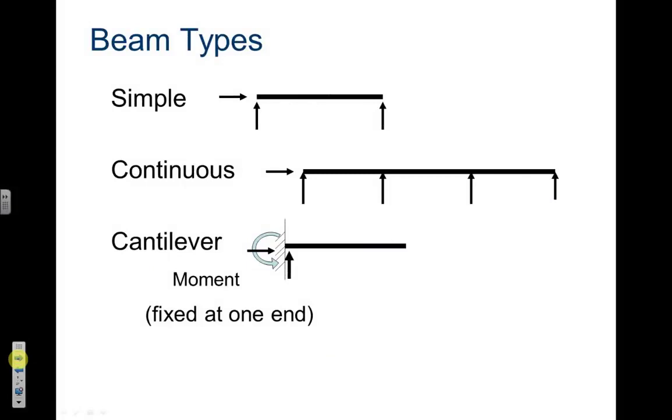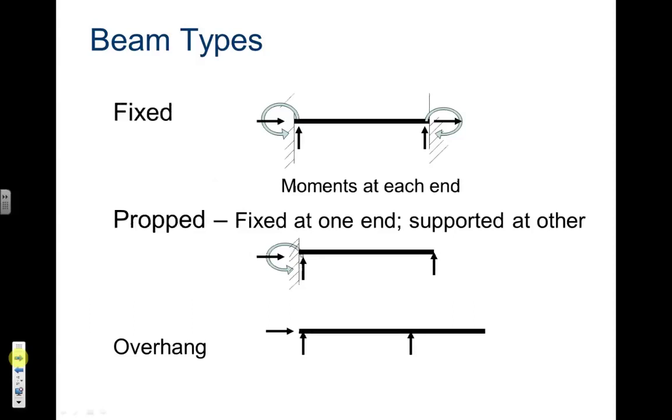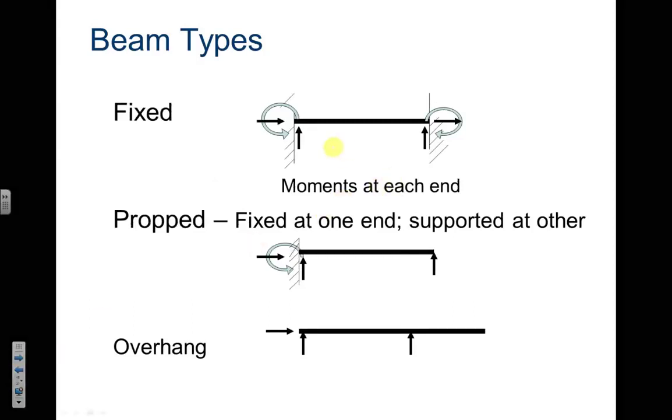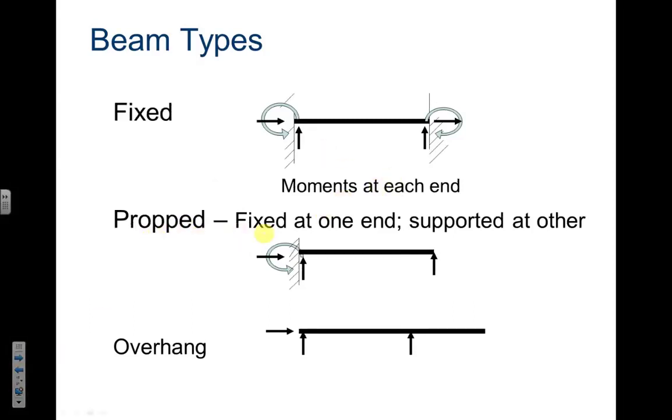Some simple beam types. Simple, continuous, meaning it'll have continuous support, or a cantilever, like we just talked about. Fixed, we can have moments at both ends. A propped beam is fixed at one end, supported at the other, or some type of overhang.